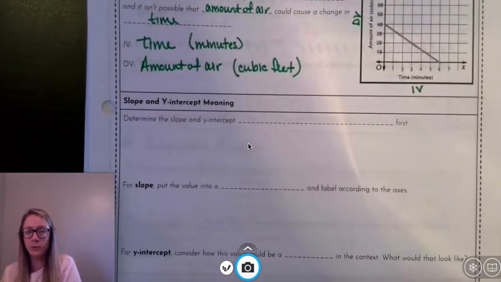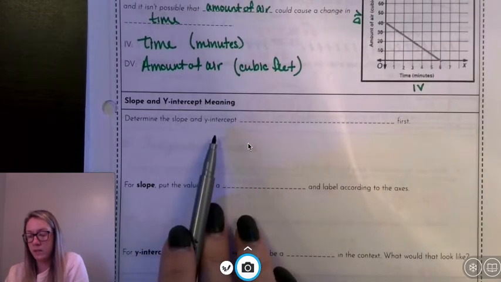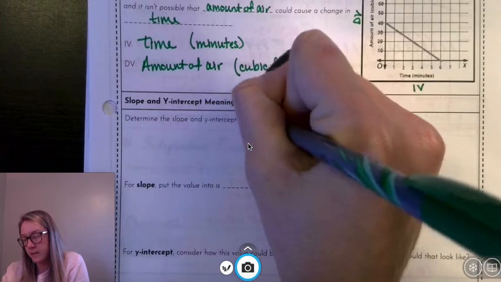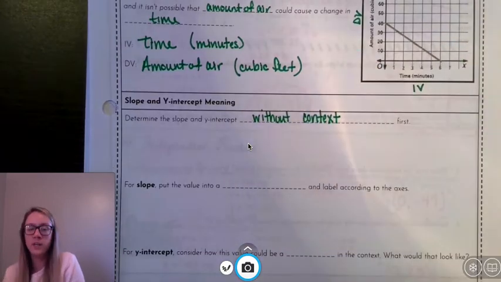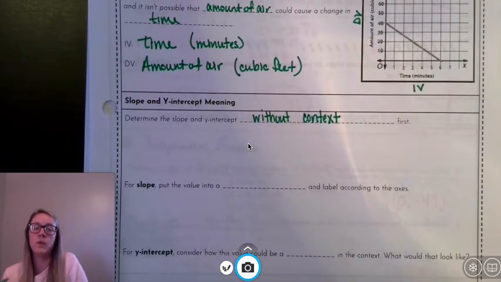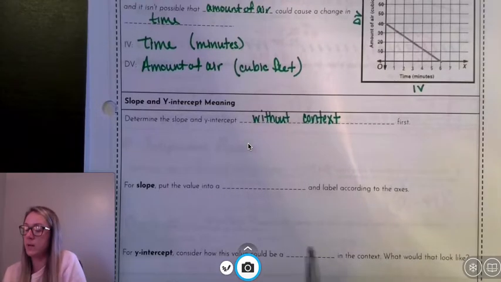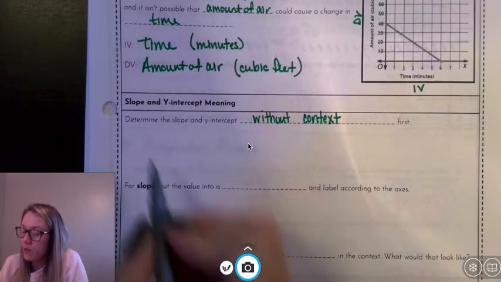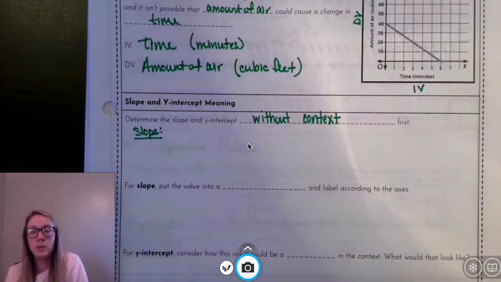So we're going to go through slope and y-intercept. First, we want to determine the slope and y-intercept without the context first. So we just want to figure out the number values for each of those before we start labeling and explaining what it means in context with the problem. So I'm going to do my slope over here. I could do it by choosing 2 points on the line and using my slope formula, or I can use my graph and count my rise and my run. I'm going to do it both ways to show you.